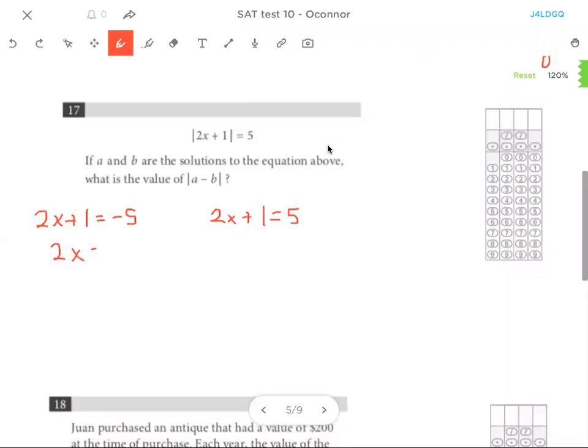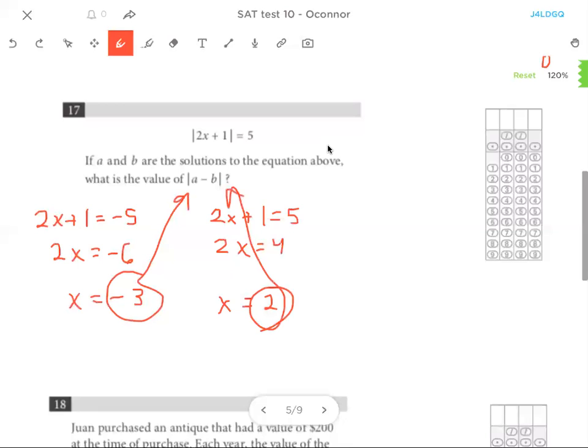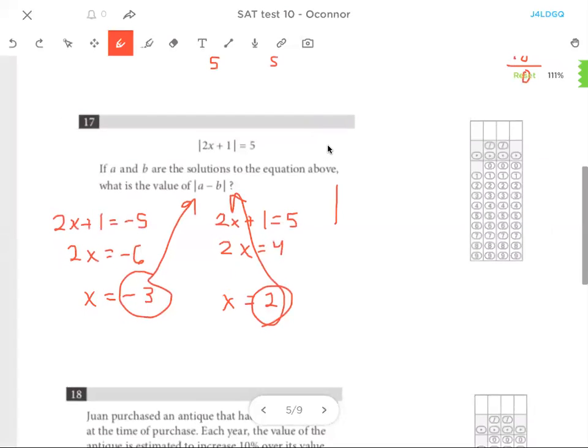So I have 2x is equal to -6, and x comes out to be -3. Or 2x is equal to 4, and x is equal to 2. So now those are my A and B. So I'm going to plug those into here. I'll plug in that for A and that for B. So I have the absolute value of -3 minus 2, which is the absolute value of -5, which is +5.